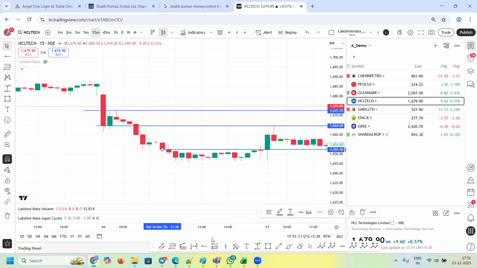1652, right? Here how much? 1650. For that 2 rupees, you need to keep thinking when it will bounce, when it will do this and all. I don't like it. Is that clear?